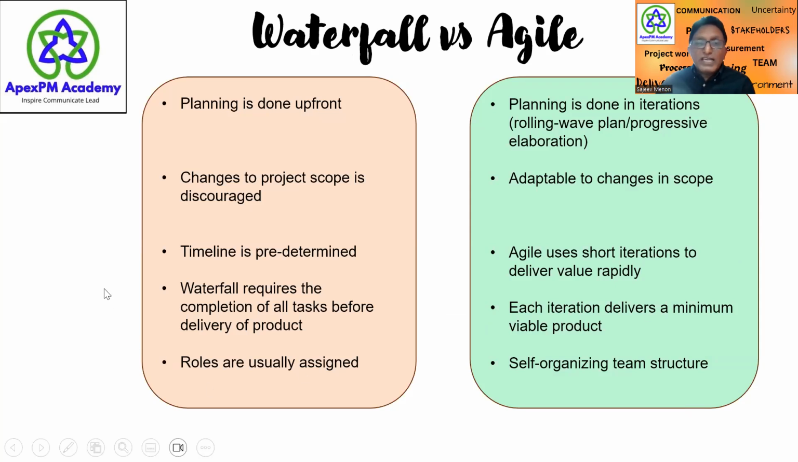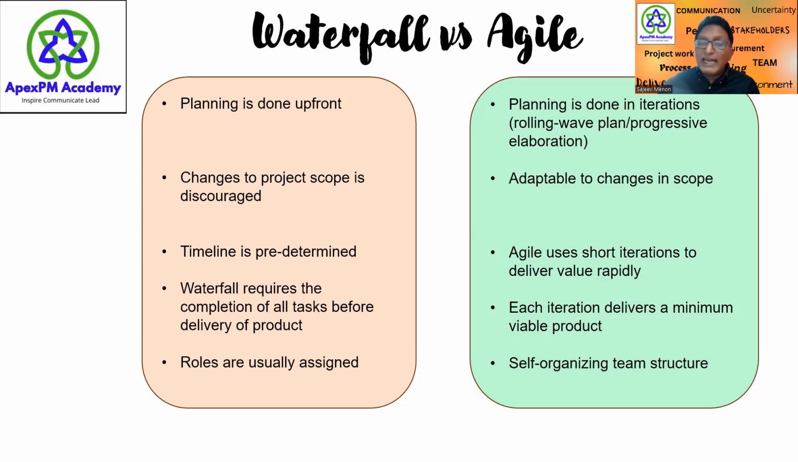Next, changes to project scope are discouraged in the beginning in Waterfall, whereas Agile is adaptable to changes in scope. The timeline is predetermined in Waterfall, whereas Agile uses short iterations to deliver value rapidly. Waterfall requires the completion of all tasks before you can deliver the product, whereas in Agile, each iteration you have a minimum viable product, at least, that you can demo to the customer.